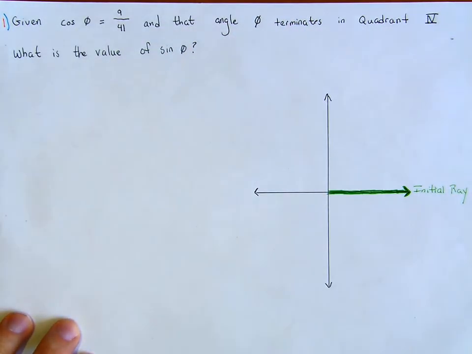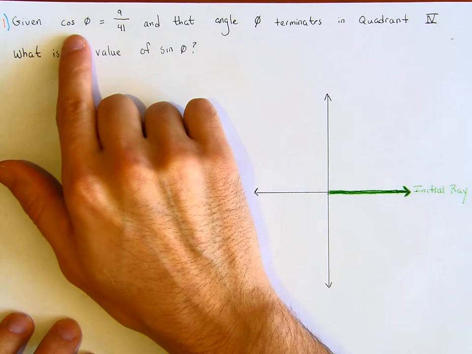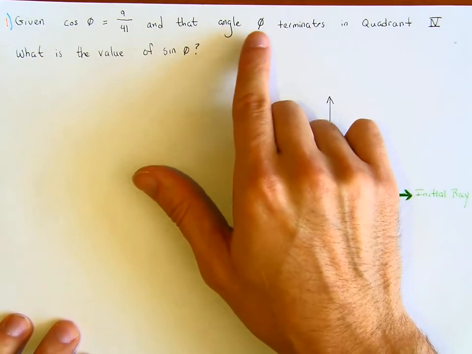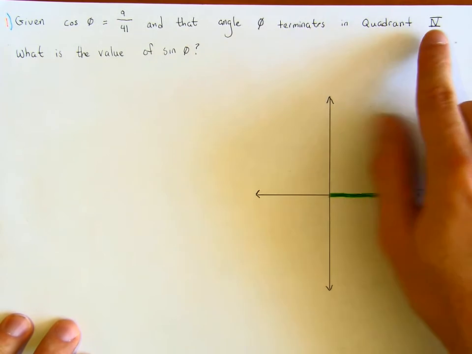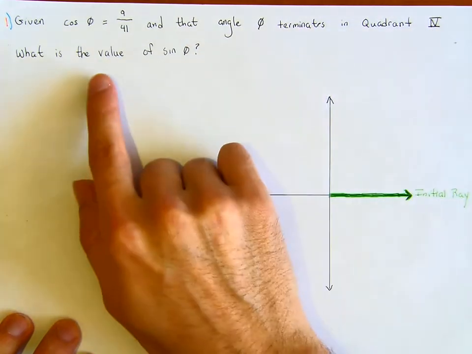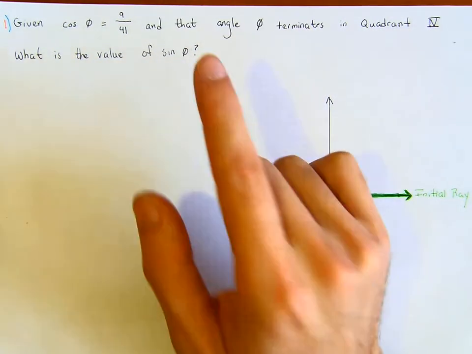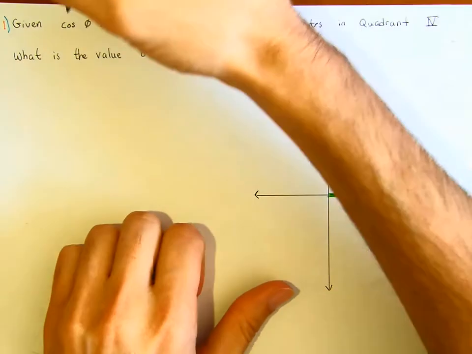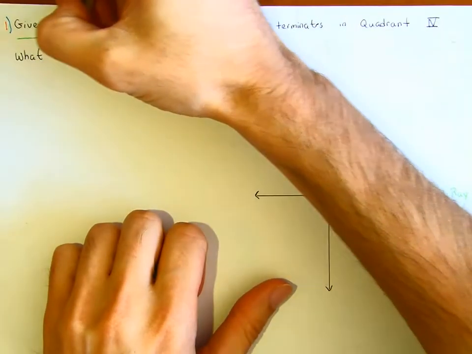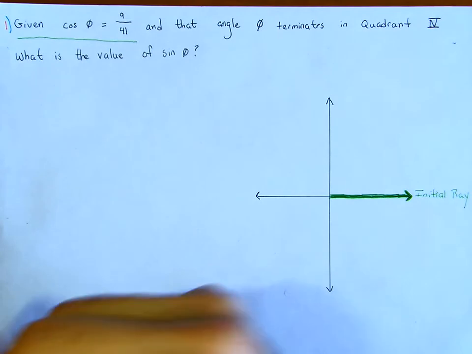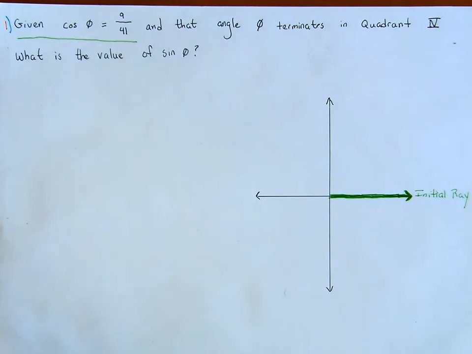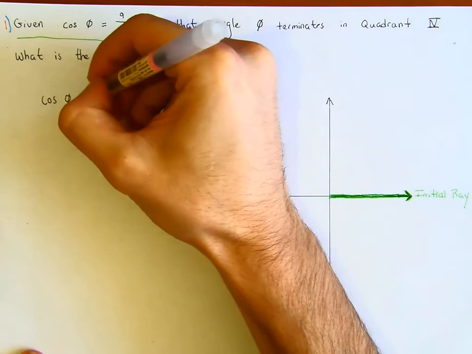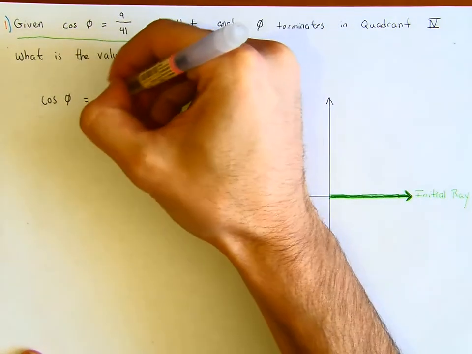So here the question is saying, given cosine of theta is equal to 9 over 41, and that the angle theta terminates in quadrant 4, what is the value of sine of theta? So first, let's go through each of these things step by step. What's the first thing we're given over here? We know that cosine of theta is 9 over 41. So let's write cosine of theta is equal to 9 over 41.